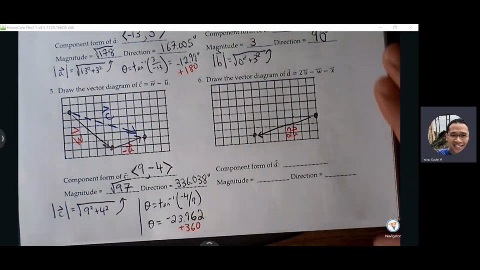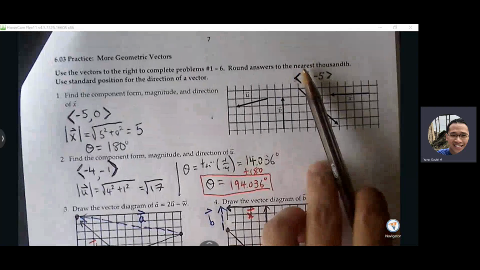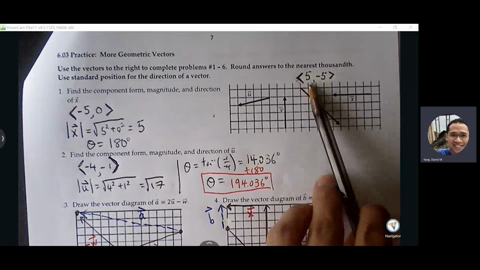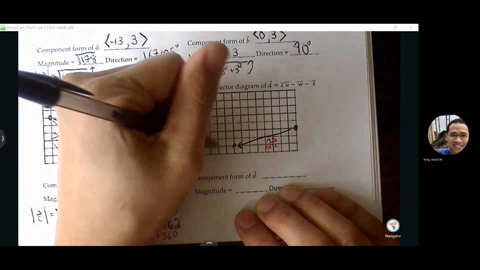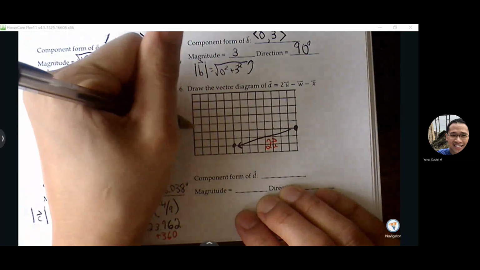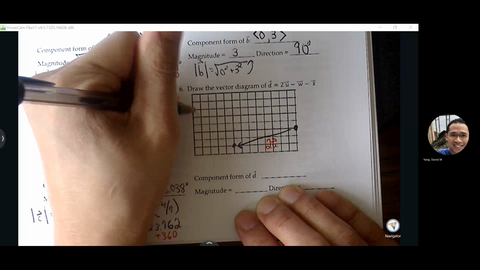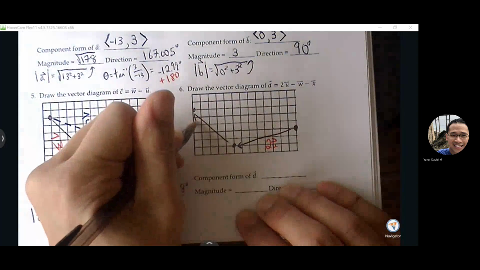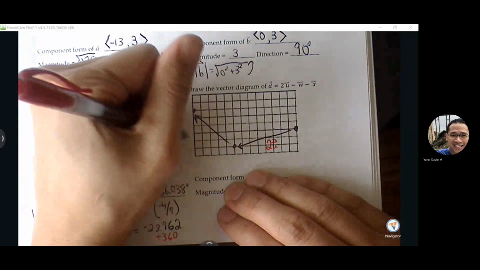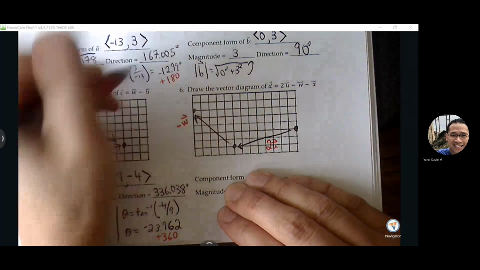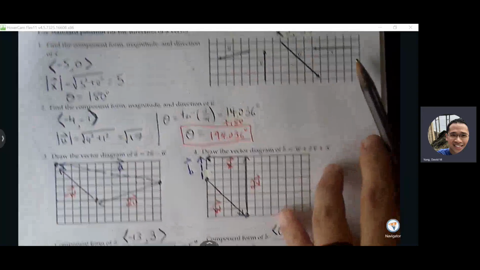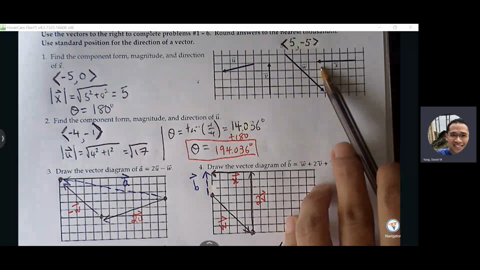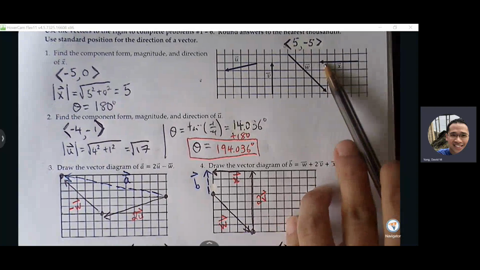Negative W. So if you look at W, W is 5 right, down 5. So negative W is going to be left 5, up 5, right? So left and up. And finally, negative X. So X is traveling to the left normally, 5 units. Negative X means we got to make it travel the other direction, so it's going to go 5 units to the right.